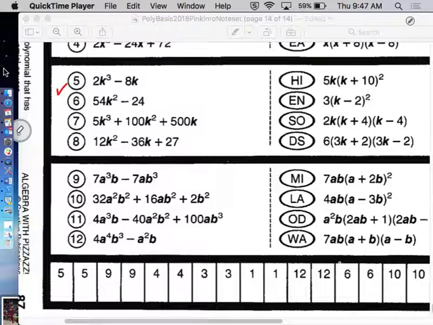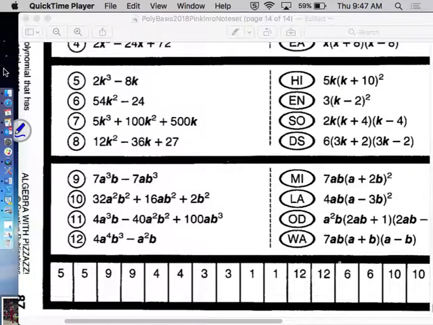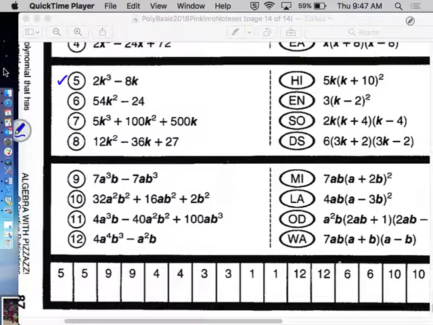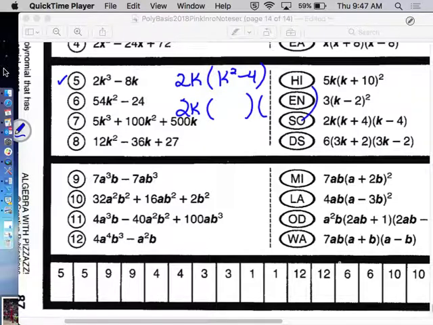Okay, let's move down and look at a few from the next problem set. Starting with number 1. They're both going to share the numerical factor of 2, and the highest power of k found in each is k to the first. So if I factor out 2k, what remains is k squared minus 4, and then I go one more layer, break this down to k plus 2, k minus 2.